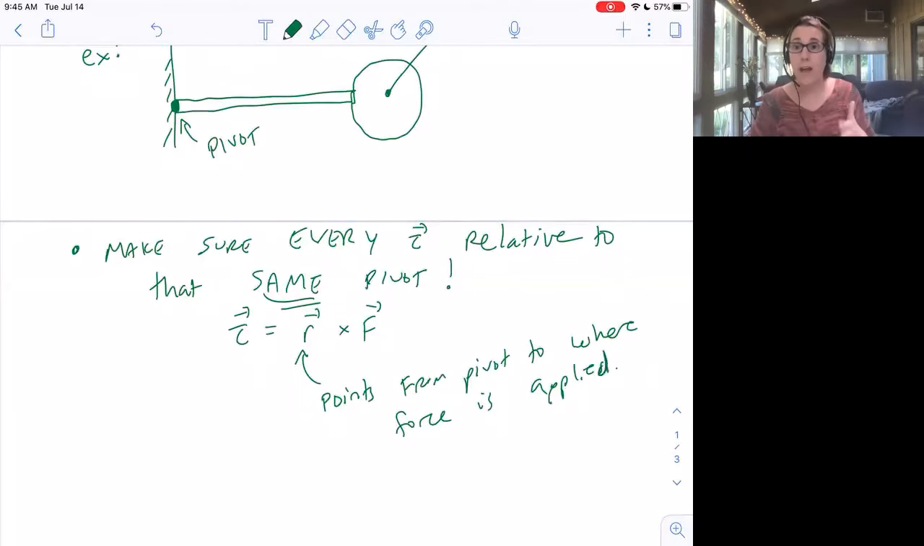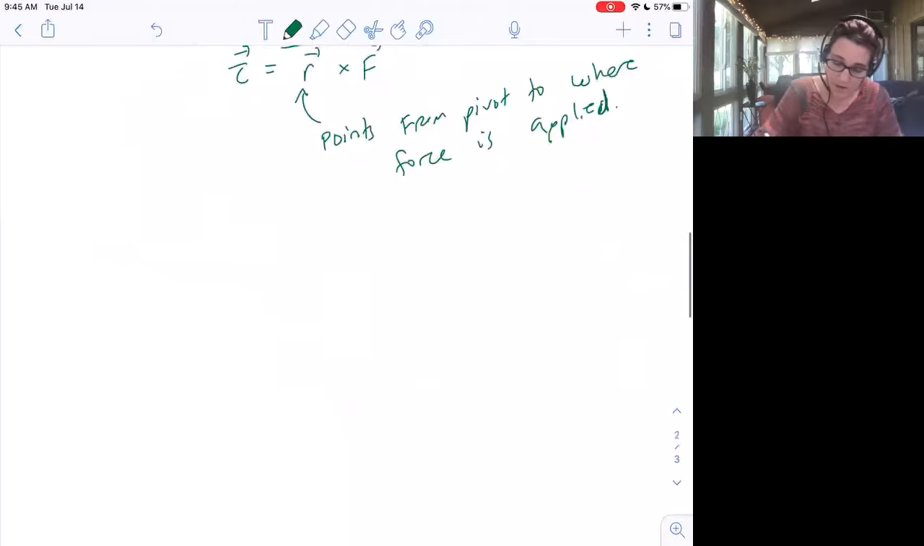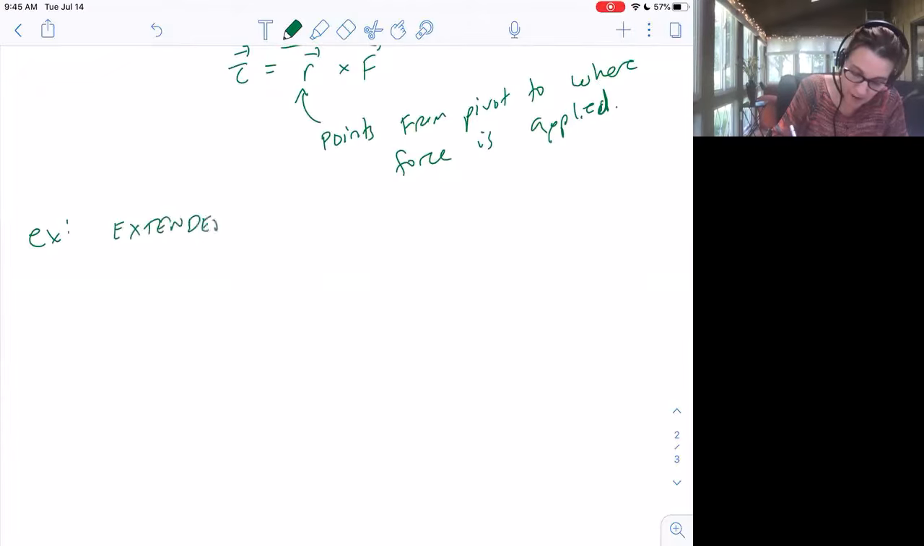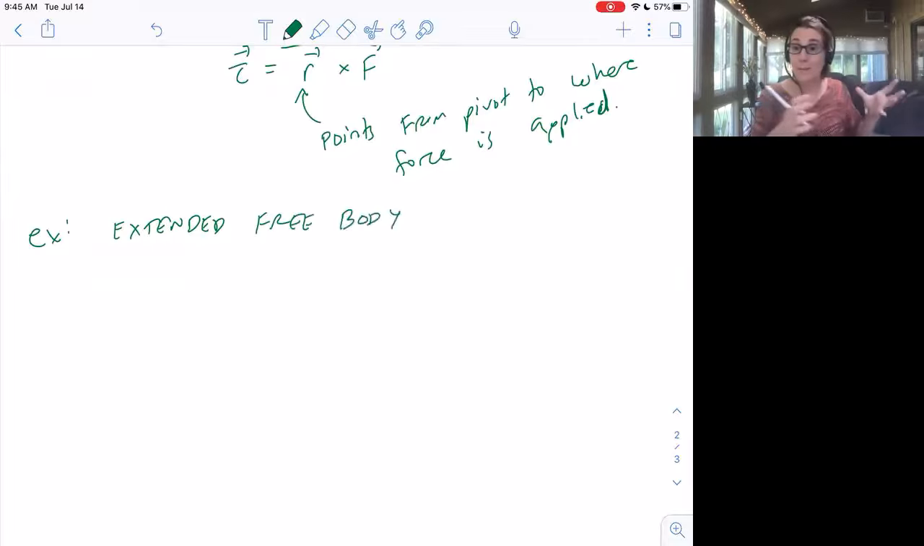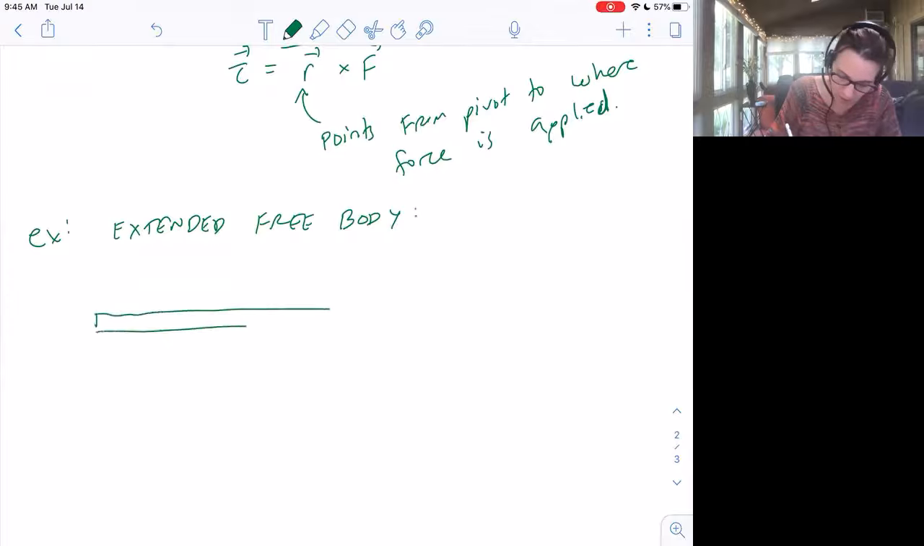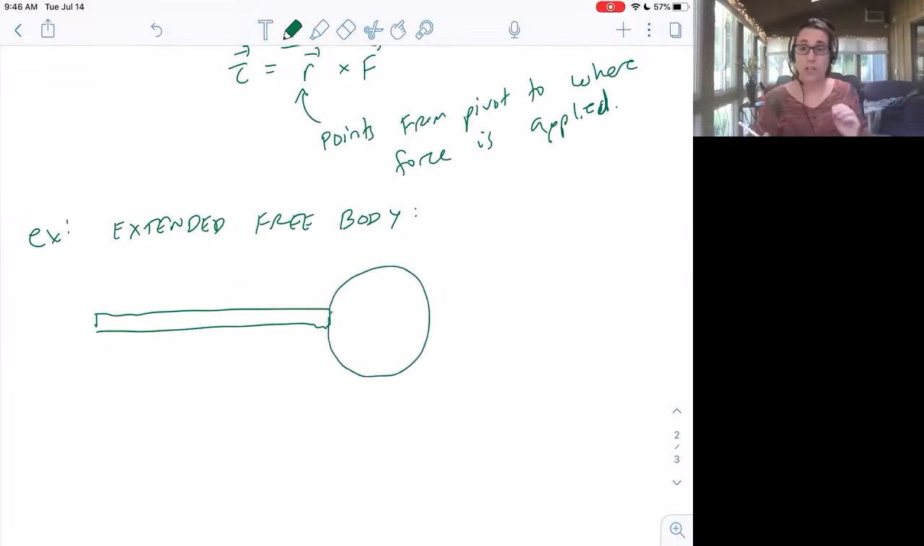So let's go now to this example that I kind of drew out. I'm going to draw then this extended free body diagram, which is what we do when we do a sum of torques, a Newton's second law problem in rotation: an extended free body diagram where I care about not only what the forces are, but where they act. So this is my situation here. This is my pivot. I want to clearly label my pivot.